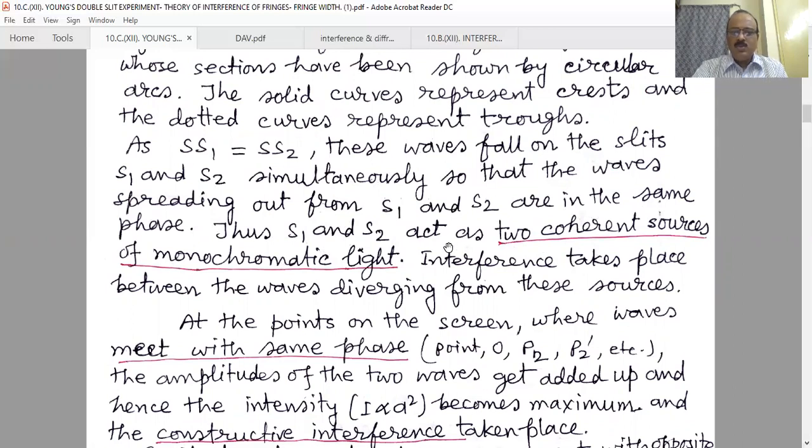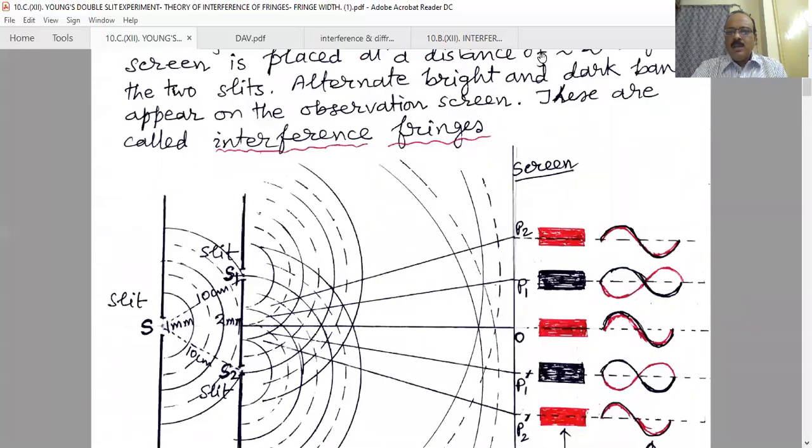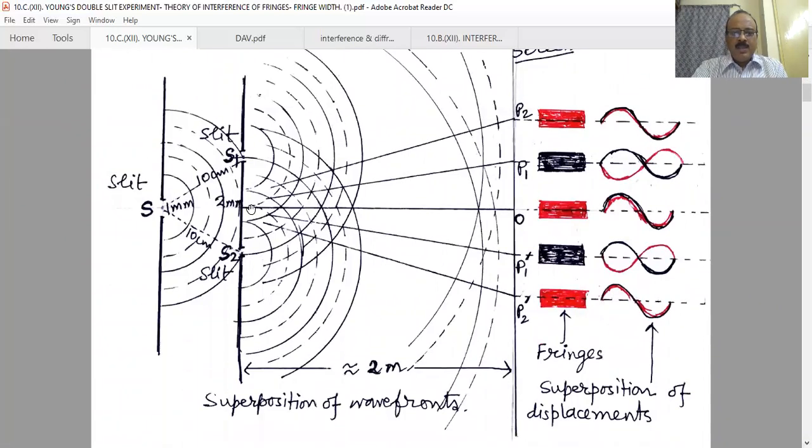Thus, S1 and S2 act as two coherent sources of monochromatic light. Interference takes place between the waves diverging from these sources. That means, in this way, Young developed the two coherent sources of light. These coherent sources are obtained from the same wavefront, and we know at any point on the same wavefront, the vibrations will always be in the same phase. Therefore, initially S1 and S2 will be in the same phase of vibration.